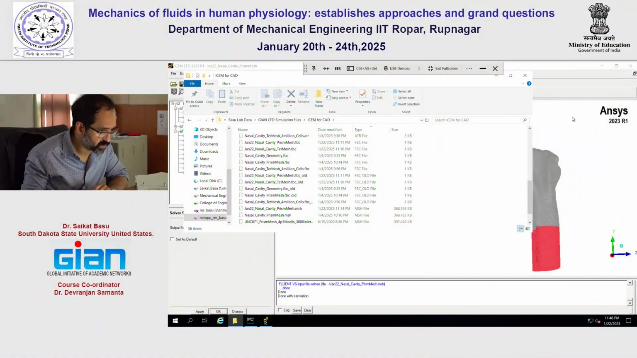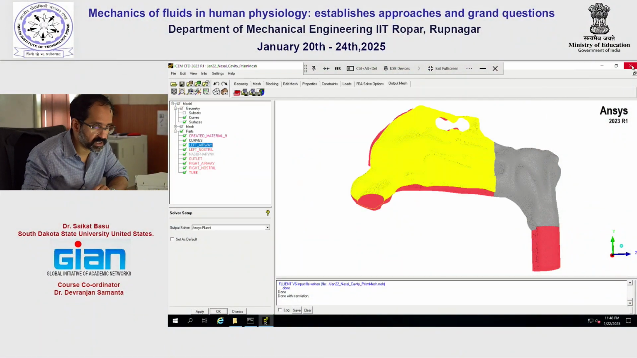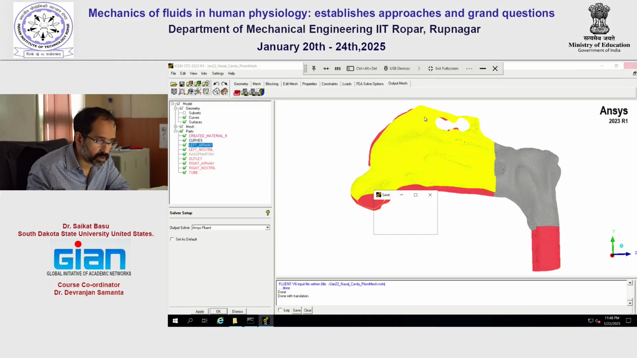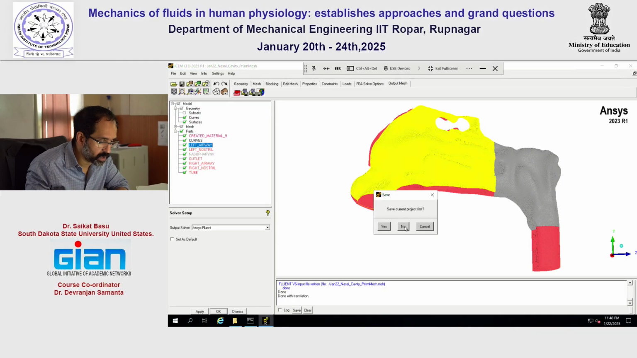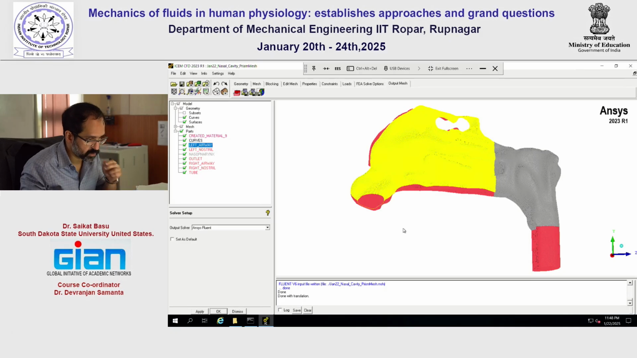So it is to that level. Now let's go into the Fluent simulation, how to set that up. Before that, let me close off the ICEM window, and the project is already saved, so no.